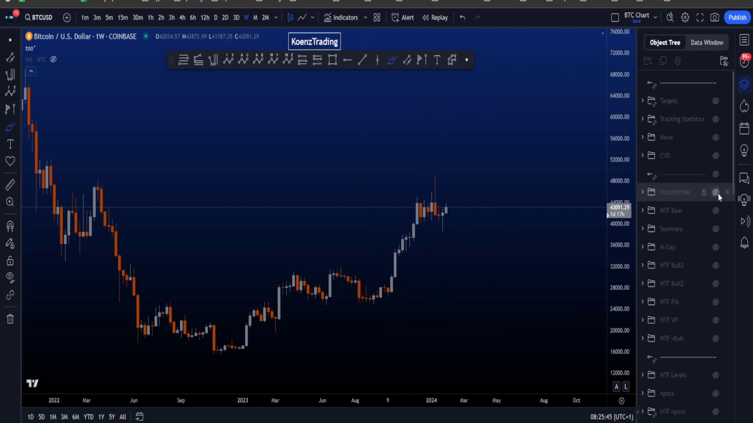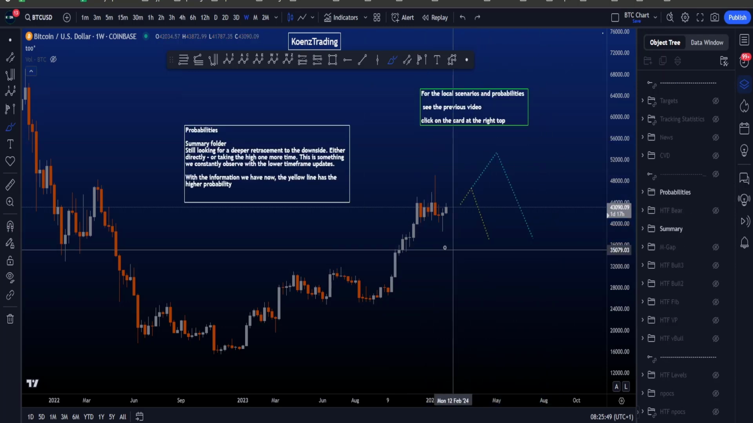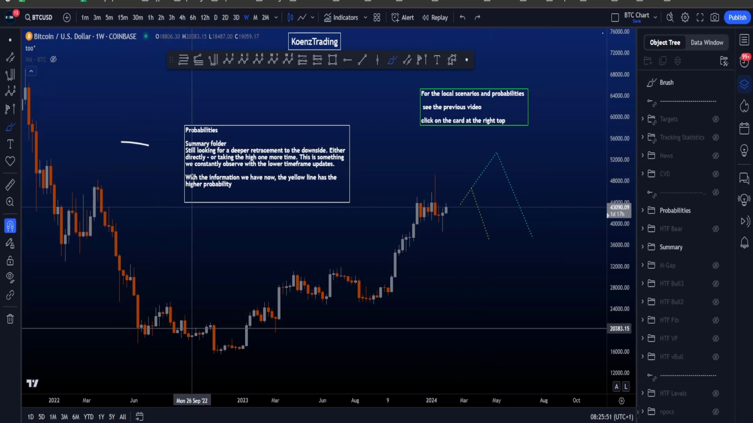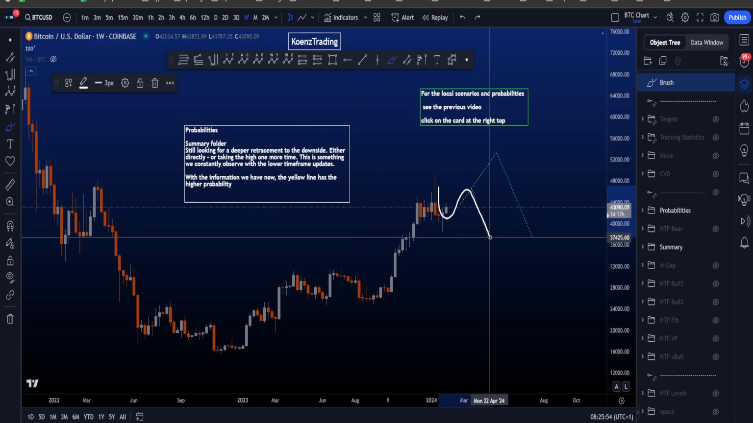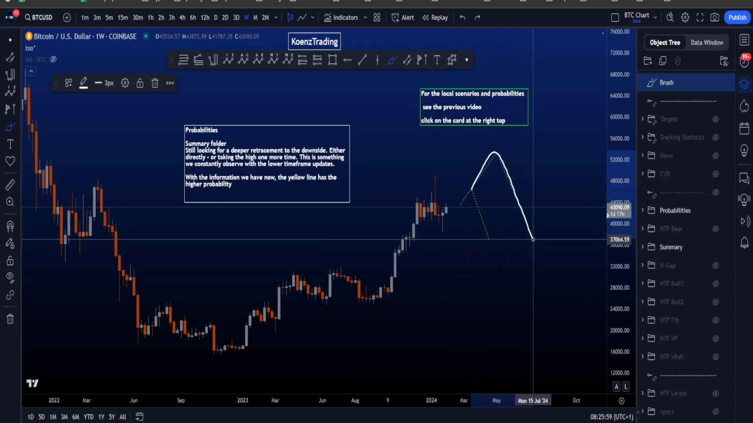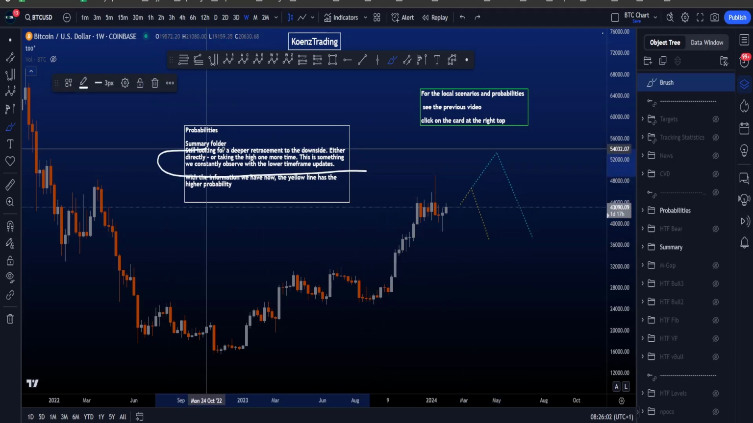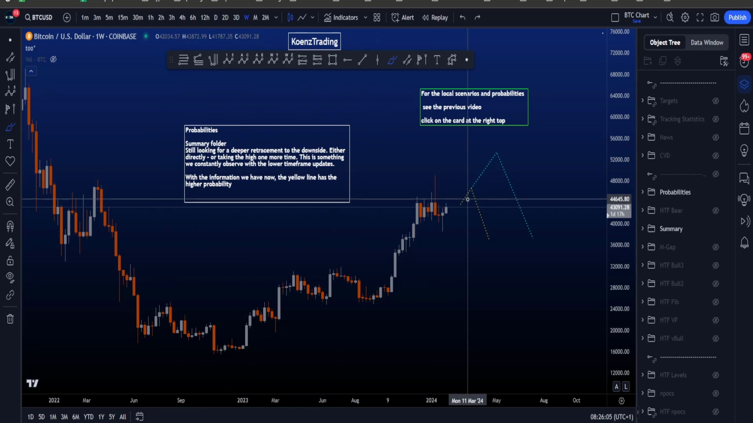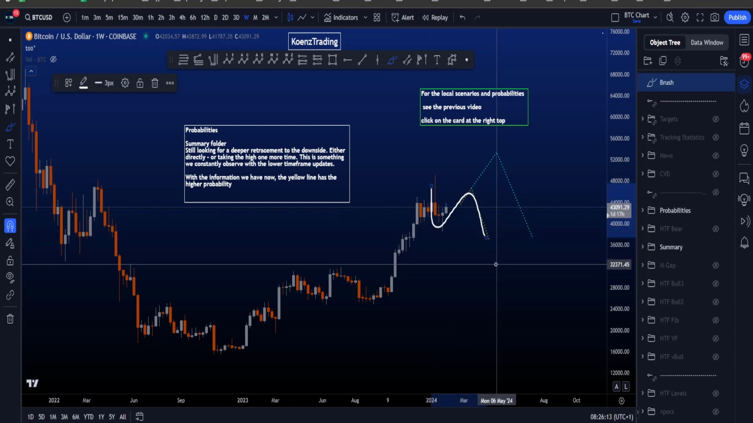So if we then have a look at the probabilities, then what we are pretty much looking for are the dotted lines over here, right? So we are still looking for a deeper retracement to the downside, either directly in the yellow dotted line here, or taking the high one more time and then look for a deeper retracement. Of course, this is something that we constantly observe with the lower time frame updates that I post throughout the day. With the information that we have at the moment, the yellow line has the highest probability here.